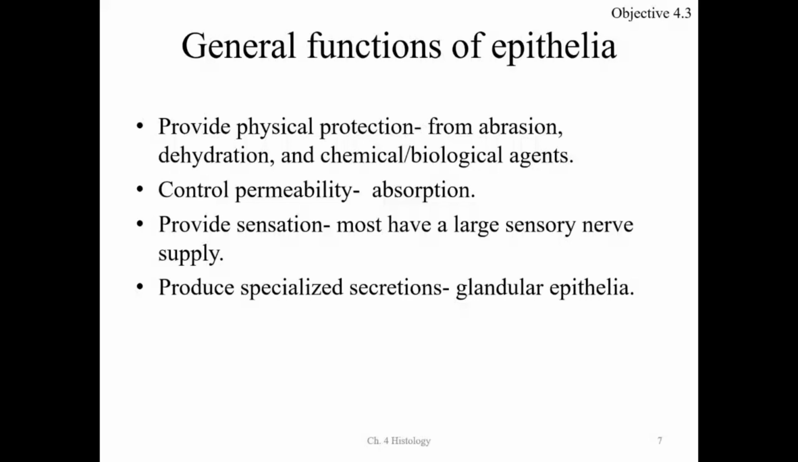We can provide sensation. Epithelia have an extensive, or we can say large, nerve supply. Sensory nerves are attached to epithelia, so epithelia are really good at that. Most epithelia are well sensitive, they have sensory abilities. And they also produce secretions like your glands. With the glandular epithelia, they produce specialized secretions like sweat, body oils, hormones, that kind of stuff, okay?